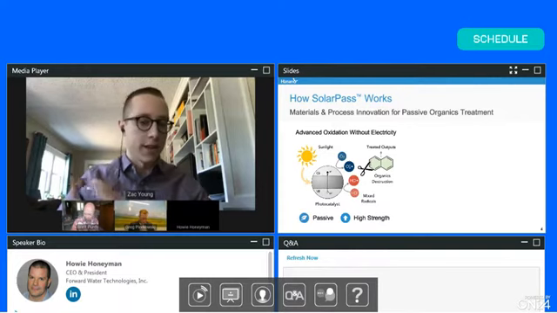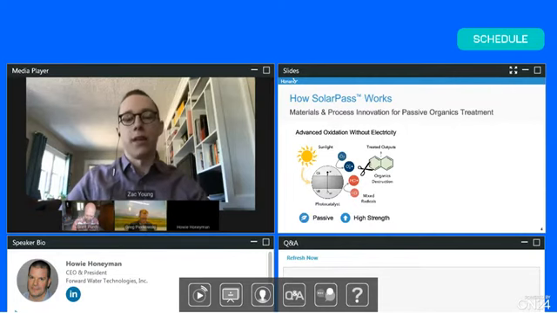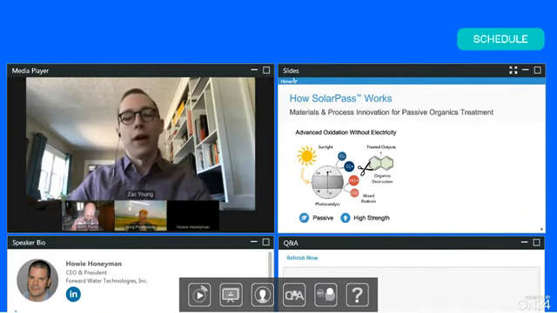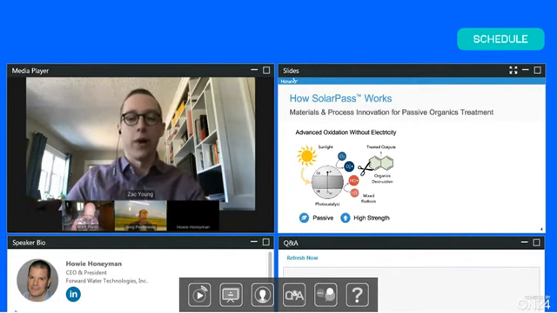That's a process that is a continuous loop. It's not consuming any chemicals in the process. Our particles are just facilitating reactions. So you can think of them as small chemical factories in the water that are using sunlight as their energy source. That gives us a high strength treatment, but it does so in a passive and sustainable way.